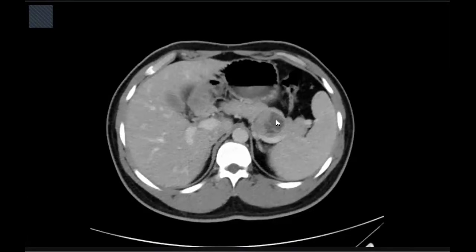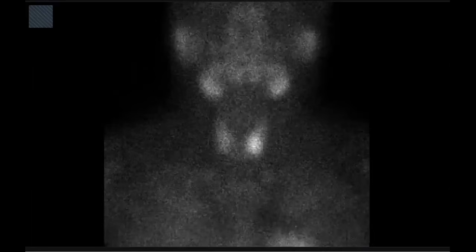Which is the type? Pancreatic MEN 1, because I'm thinking that. What will you do next? Next I would look for the parathyroid adenoma with an ultrasound of the thyroid. And I would also look at the pituitary gland with a pituitary protocol MRI.